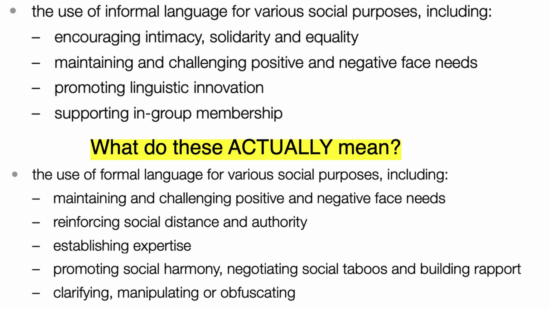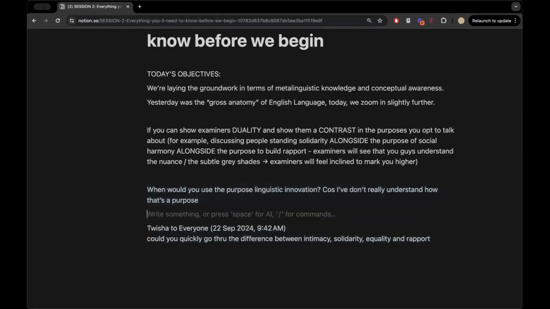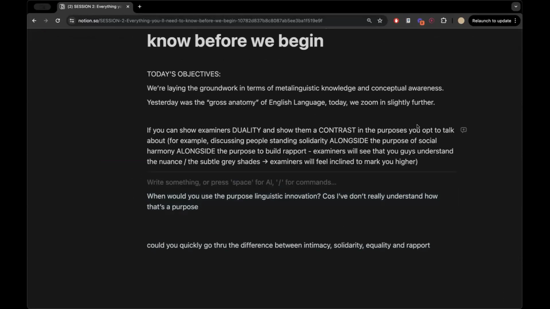Justin says, when would I use the purpose linguistic innovation? I don't really understand how that's a purpose. That's a great question. Let's discuss this. And Tuisha says, could I please go through the difference between intimacy, solidarity, equality, and rapport? Absolutely, I can. All right, so at this stage, let's have a look at this.